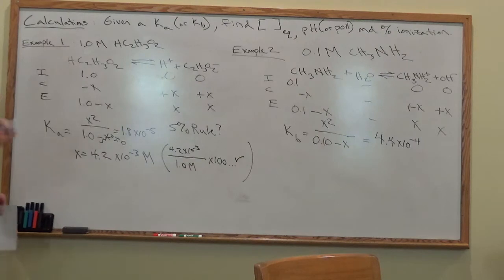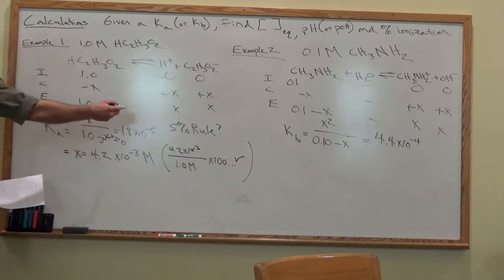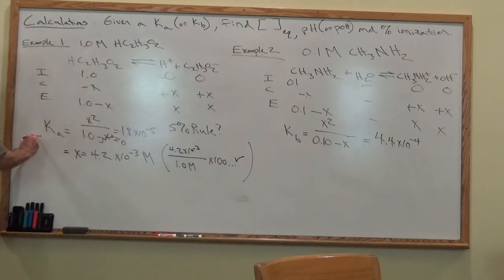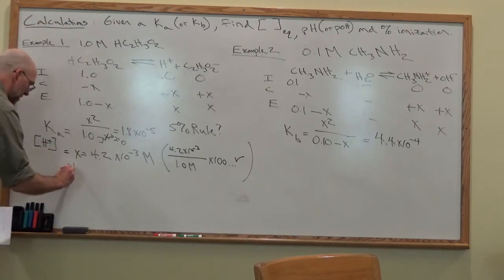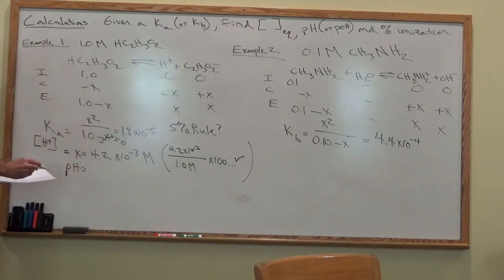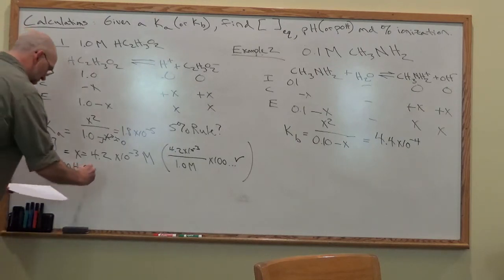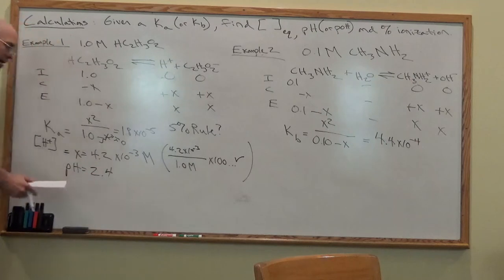Double check that. If you're ever not sure, go ahead and solve the quadratic equation. It's no problem. And then you get x here is 4.2 times 10 to the minus third. Well, lo and behold, x is not just x. x is H plus. Okay, pH, therefore, is, well, 2.4.